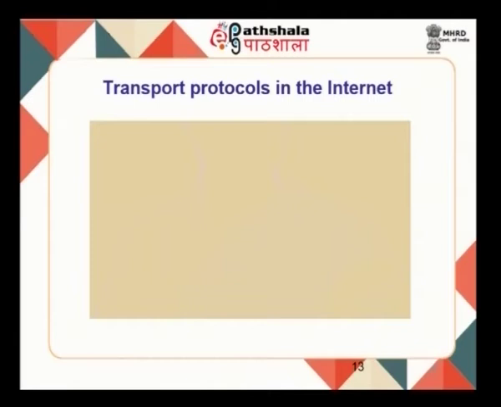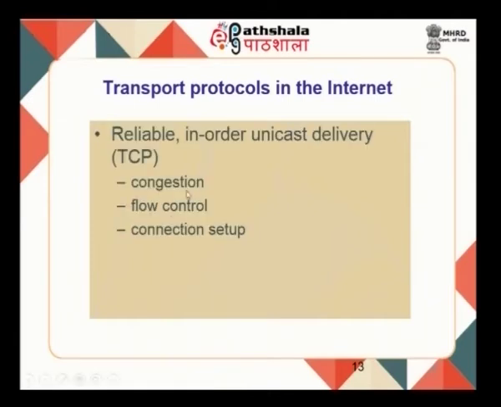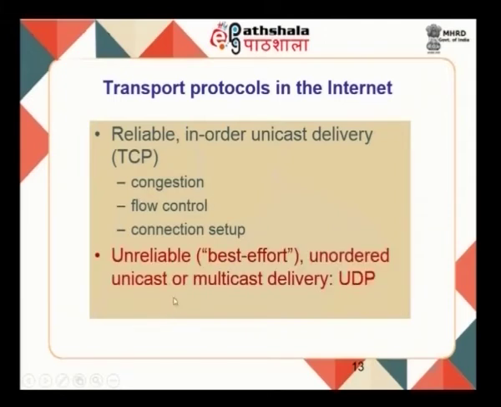Now, based on these desired characteristics, there are actually two different flavors of transport protocols that are used in the internet today. One is a reliable in-order unicast delivery protocol, which is the TCP protocol, which also provides for congestion control, flow control, connection setup and so on. And the second is an unreliable best effort unordered unicast or multicast delivery protocol, which is the UDP protocol.